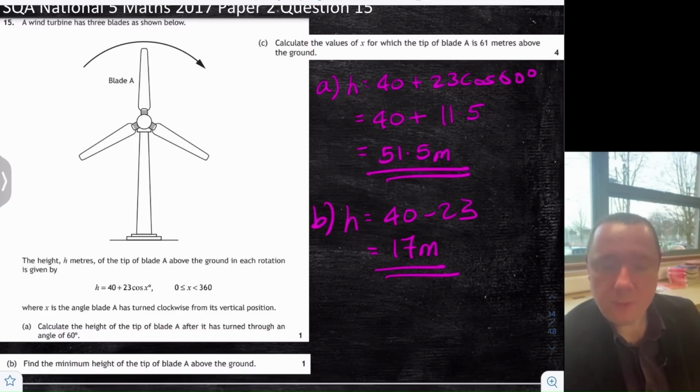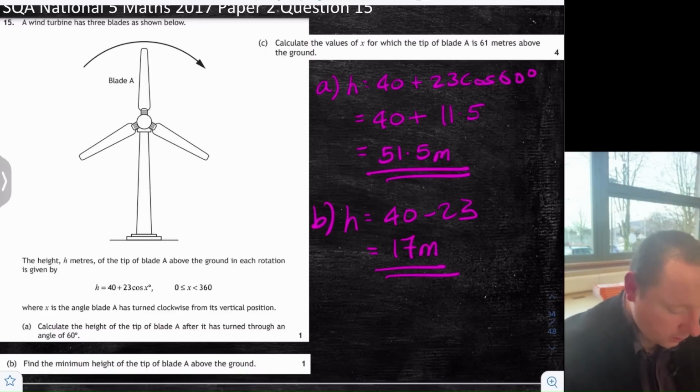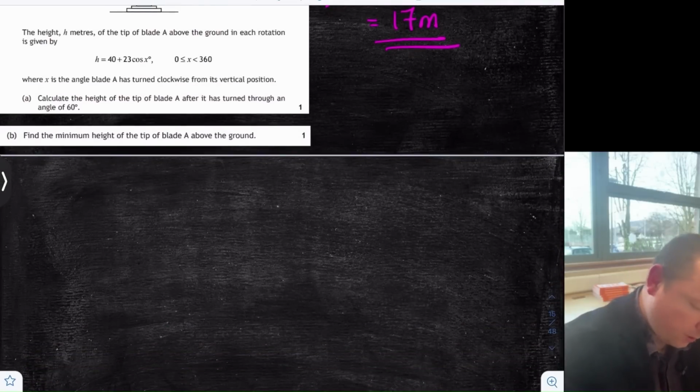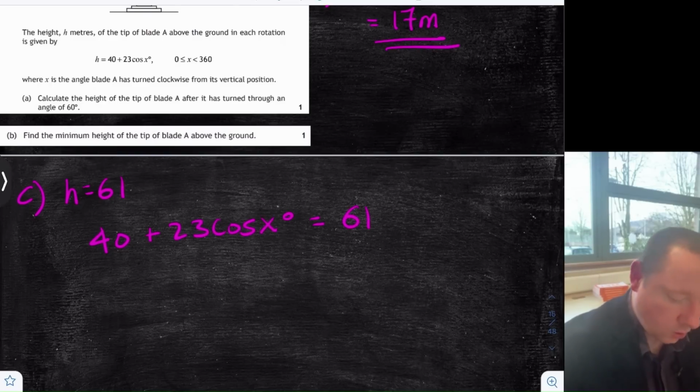Now, if you're going to do part A and part B, don't worry, we only have 1 mark. Part C is the meat and potatoes of this. Calculate the values of x for which the tip of the blade is 61 metres above the ground. So, for part C, h is equal to 61. So I can write 40 plus 23 cos x equals 61 and solve that equation.